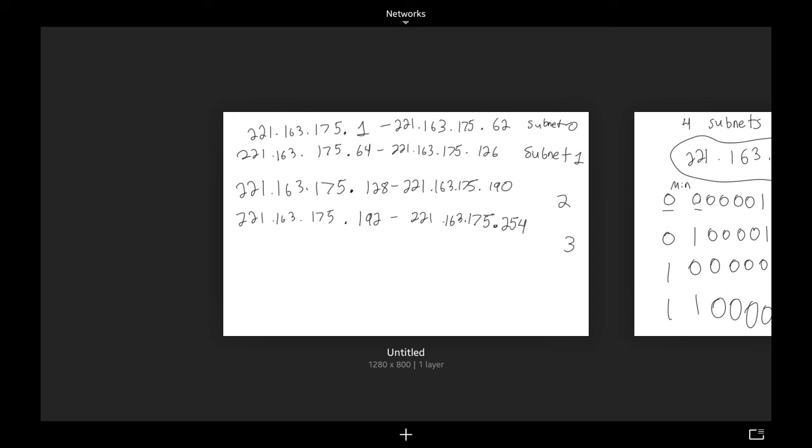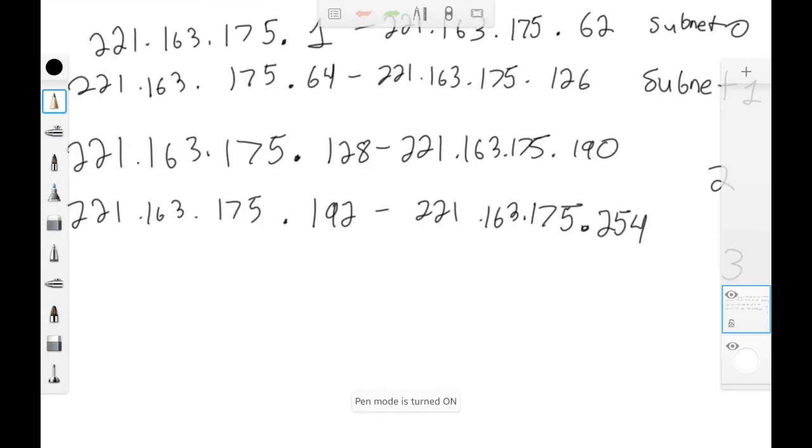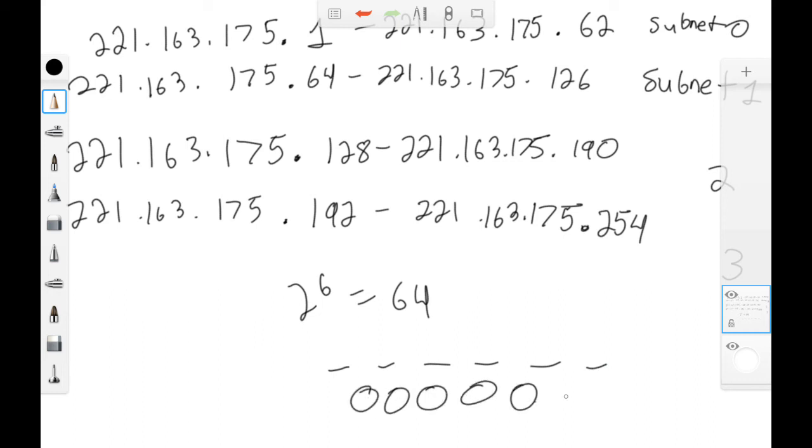That's for those 6 bits. I'm sorry, I said 8 bits just now. I meant 6. So 2 to the 6 equals 64. But I can't use all 64 of those choices because those are all of the individual host identifiers, and I can't do 0, 0, 0, 0, 0, 0, and I can't do 1, 1, 1, 1, 1, 1. So those are 2 choices that are not allowed. Hopefully that makes sense to you.